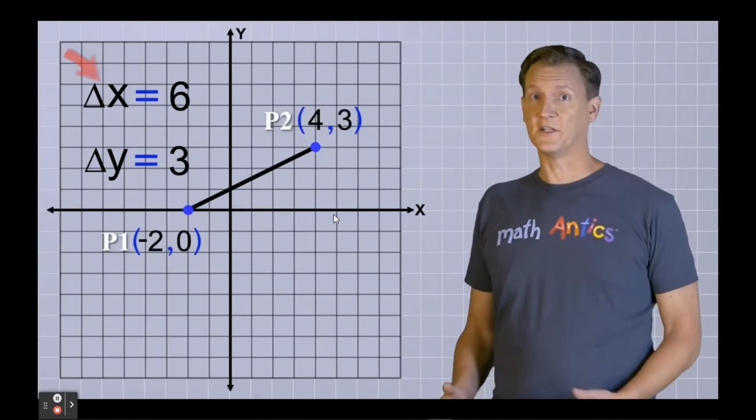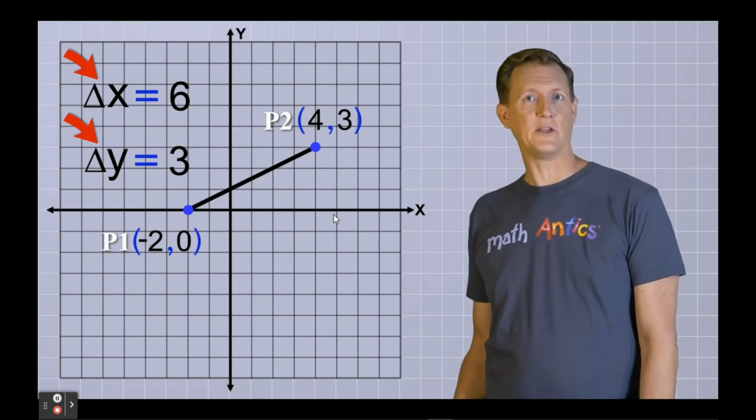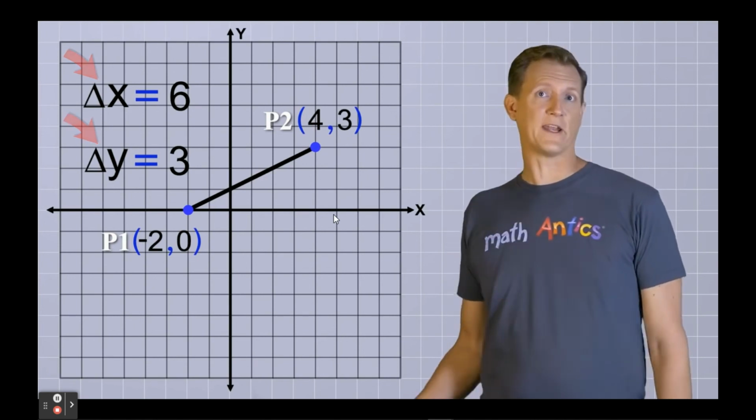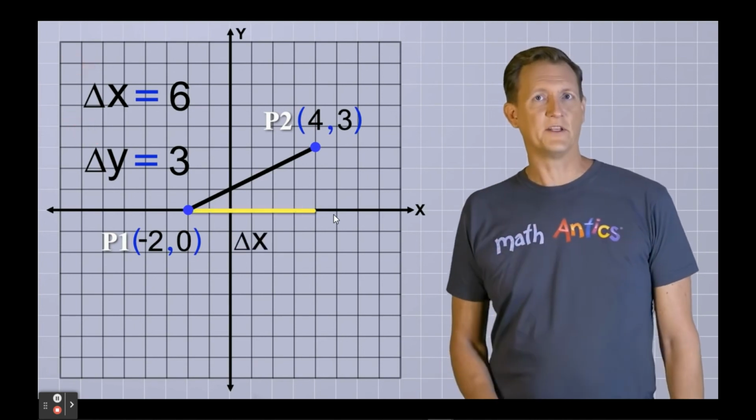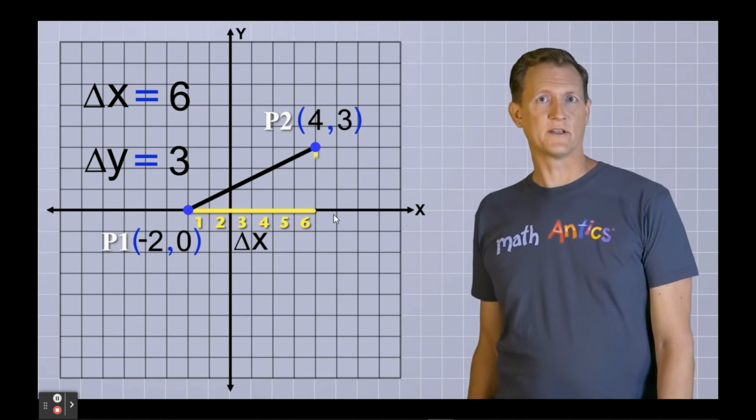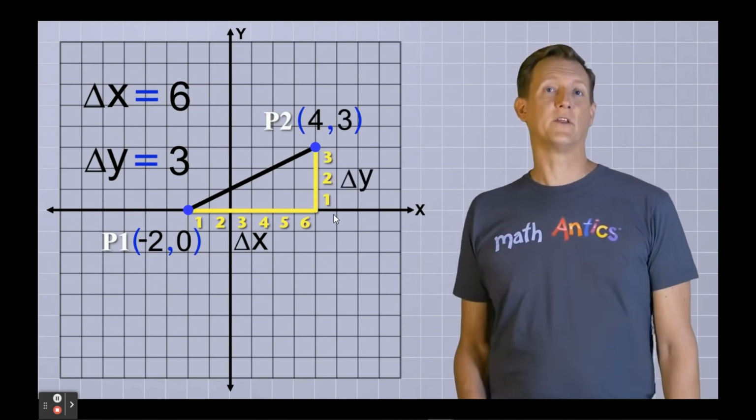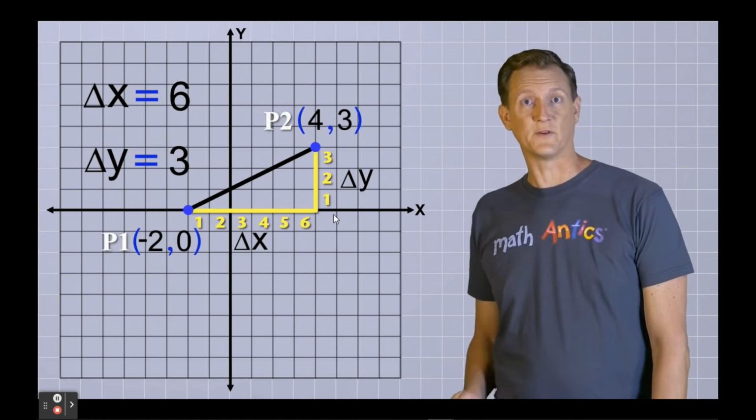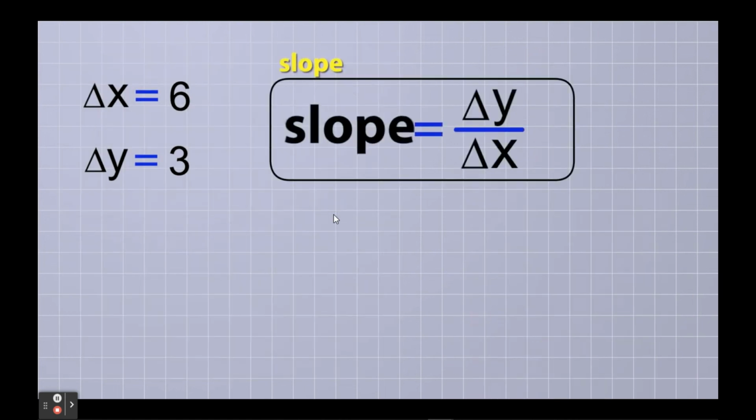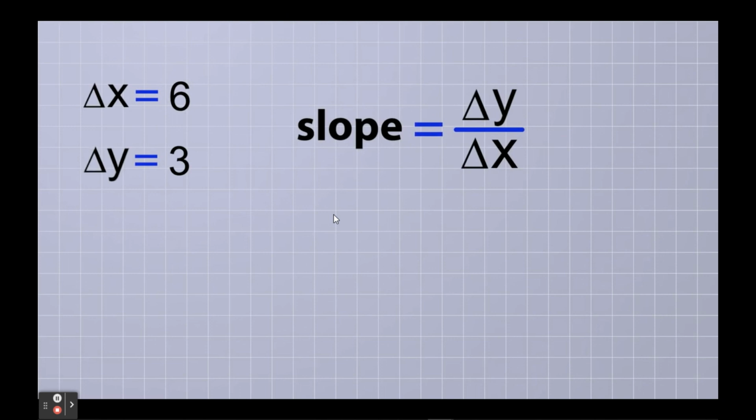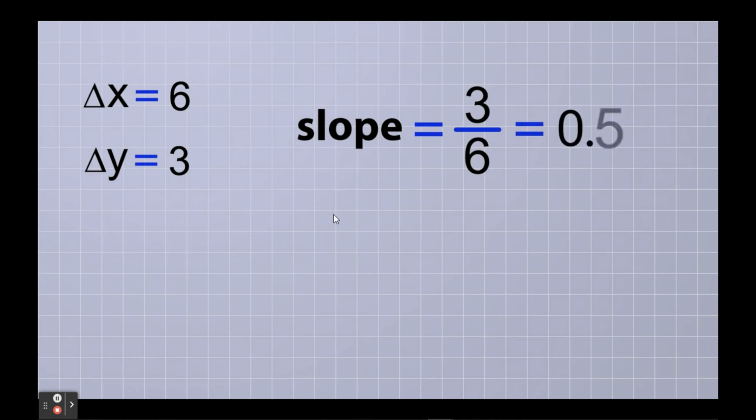Great. Now we have our delta x and delta y values. And you can confirm that we got them correct by looking at our graph. The length of the delta x side is 6 units, and the length of the delta y side is 3 units. Now let's plug those delta values into the equations for slope and distance. Slope equals delta y over delta x. We just found that delta y equals 3 and delta x equals 6. So our slope equals 3 over 6, which simplifies to 1/2 or 0.5.